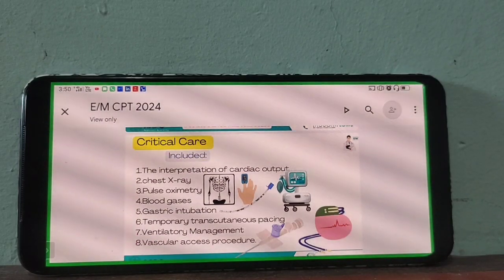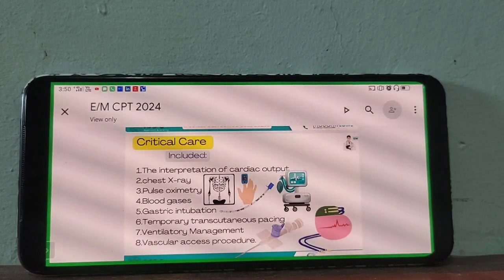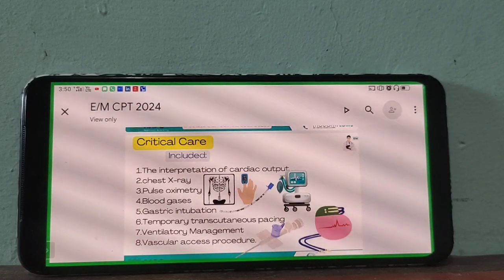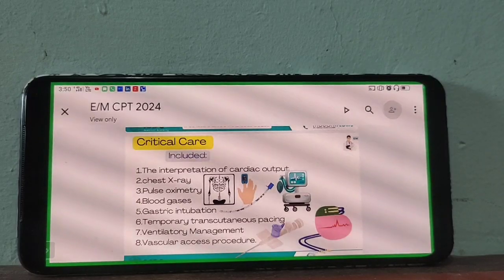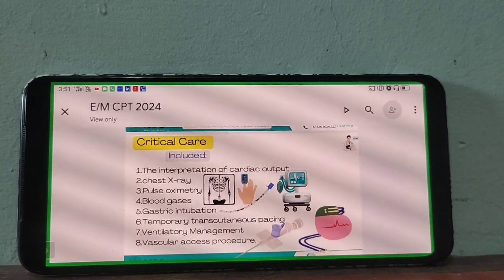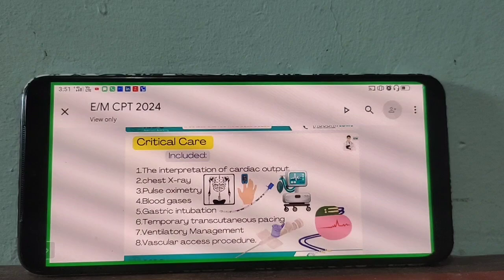That's it. Then gastric intubation means the doctor inserts a tube into our stomach through the mouth. Okay, that is gastric intubation. The tube has been inserted.